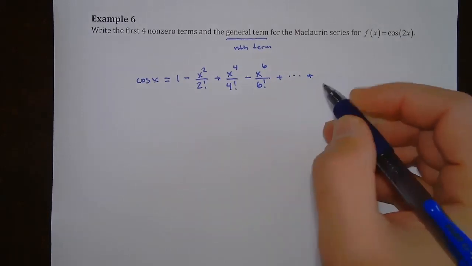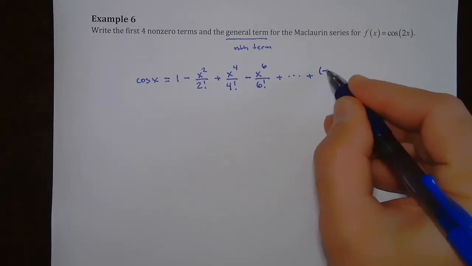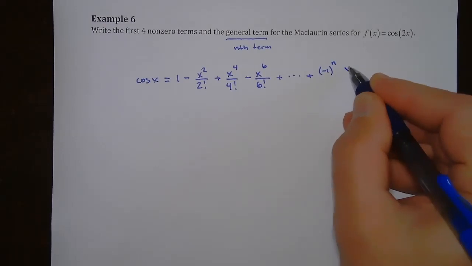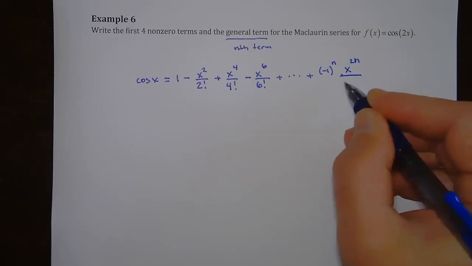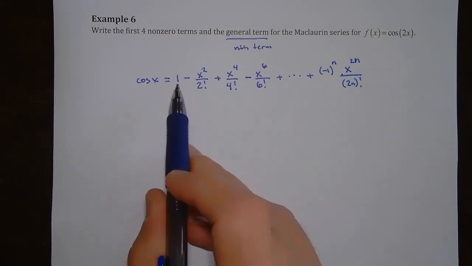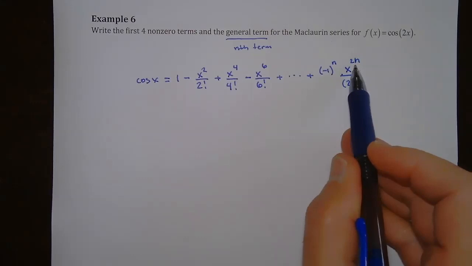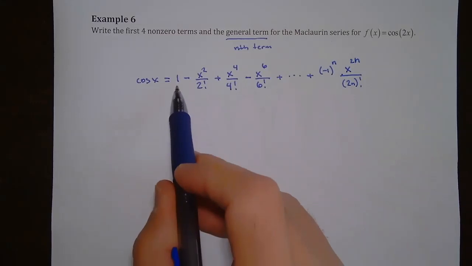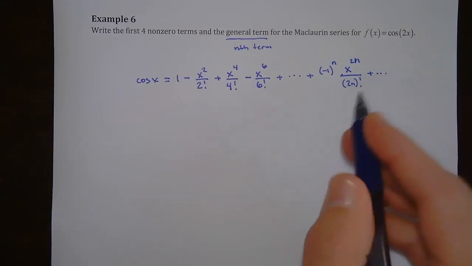Okay, so plus, and then the nth term would be -1 to the n power, and then x to the 2n power over 2n factorial. And remember, this is the 0th term, which would make this +1, which would make this power be, sorry, power be 0. And this would be 0 factorial, and that would give you this first one, right? Okay, so that's the nth term. So plus dot dot dot, that's the nth term.